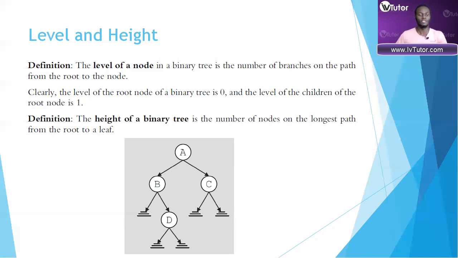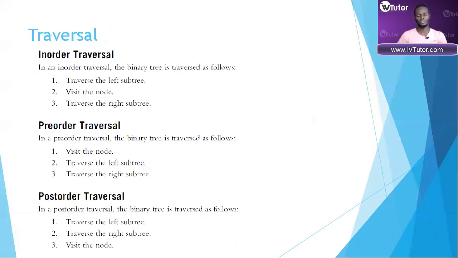Okay, that's it. When we talk about trees, one of the most important things you should be able to do is to traverse a tree. How do you go through every single node in a tree? There are three ways you can traverse a tree: in-order, pre-order, and post-order. All traversals will always start from the left before going to the right.